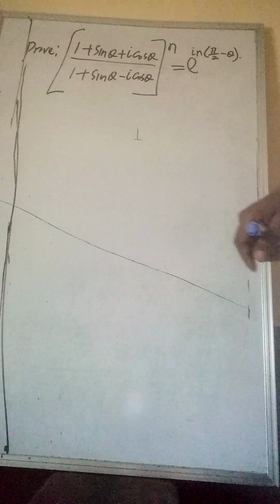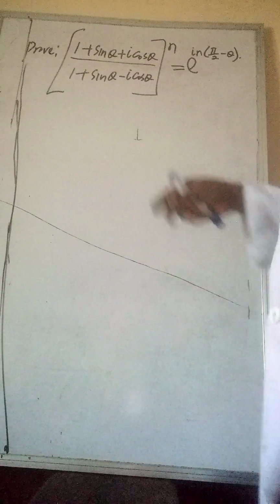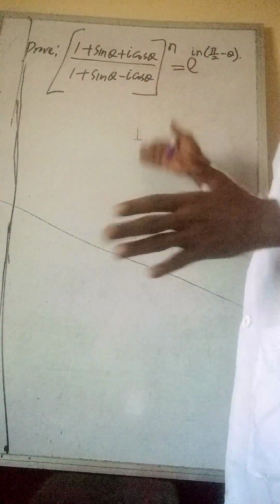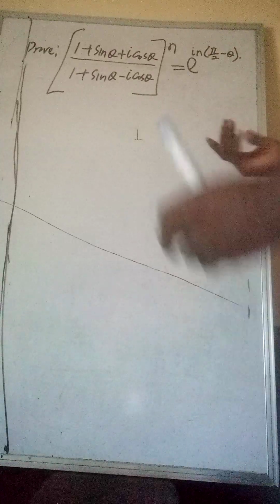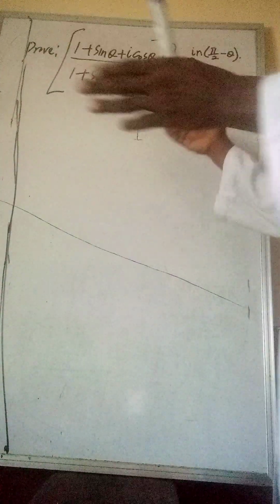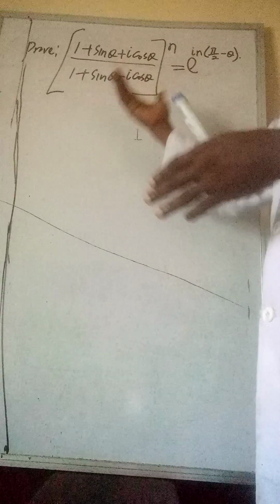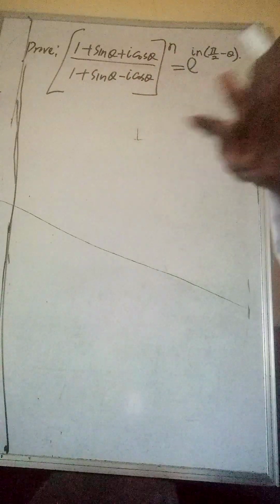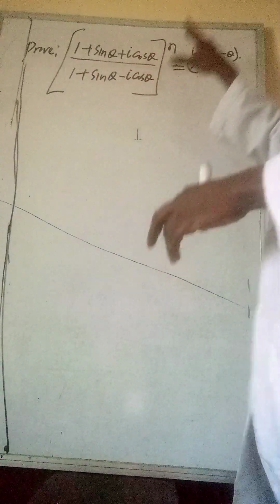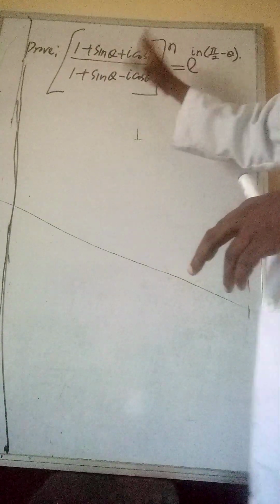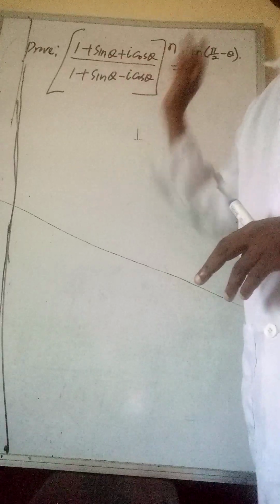Today, we want to have a look at a question on complex number, which relates to circular function. When I say circular function, that means I'm talking about sine, cosine, tangent, and what have you. So this is what we call some circular function of complex numbers.